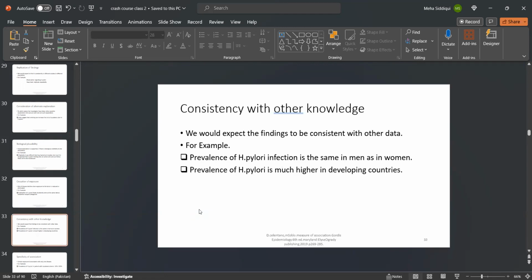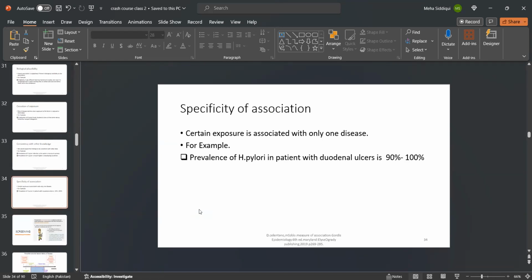Then consistency with other knowledge. We would expect the findings to be consistent with other data. For example, the prevalence of H. pylori infection is the same in men as in women. Prevalence of H. pylori is much higher in developing countries. Then specificity of association, that is, a certain exposure is associated with only one disease. The exposure is specific for the disease, like the prevalence of H. pylori in patients with duodenal ulcer, which is 90 to 100%.